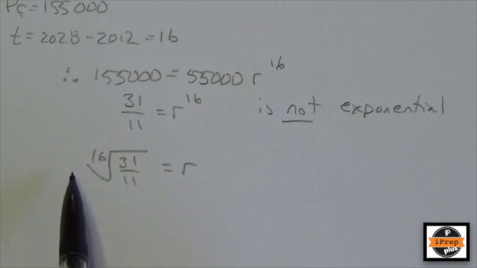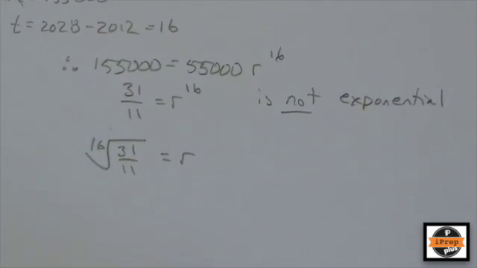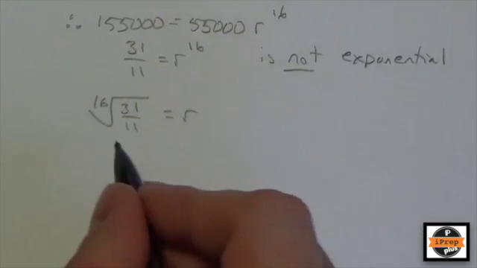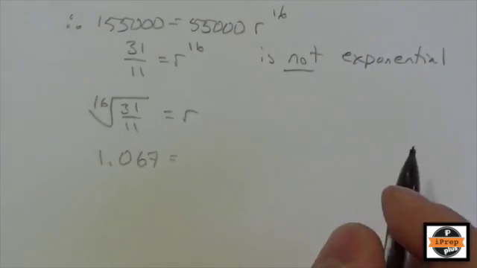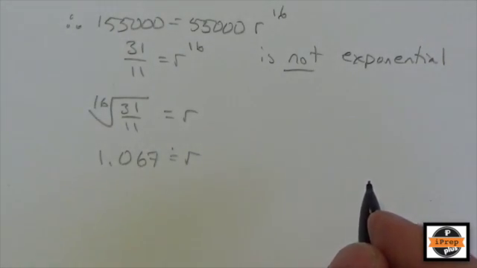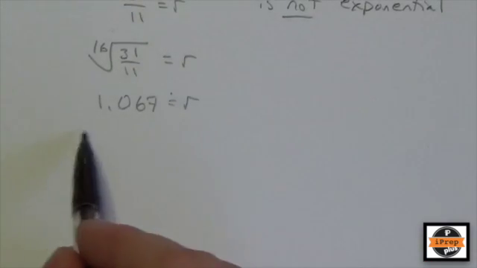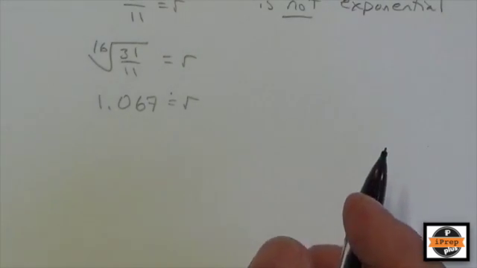Now, I might think of doing the plus or minus 16th root here, but I understand when I do this problem that the negative really doesn't make much sense in context. And when I do that, I get that the R here is approximately 1.067. And now what this represents is 100% plus an additional 6.7%.